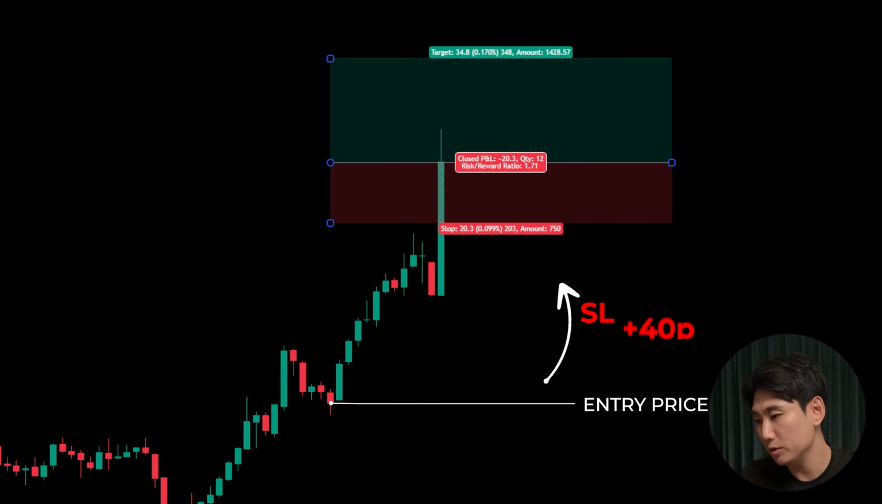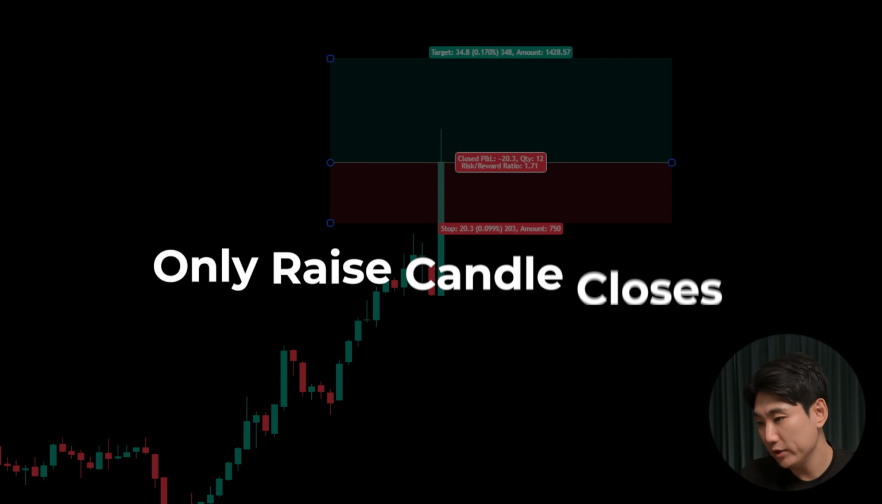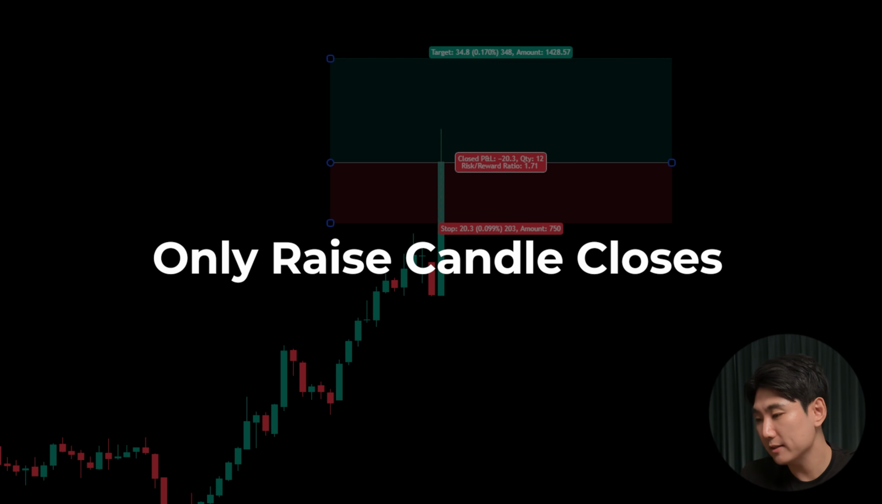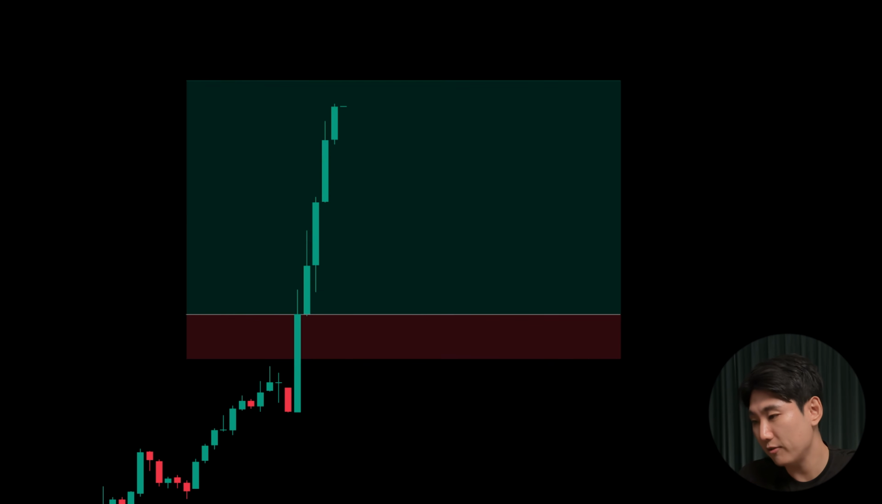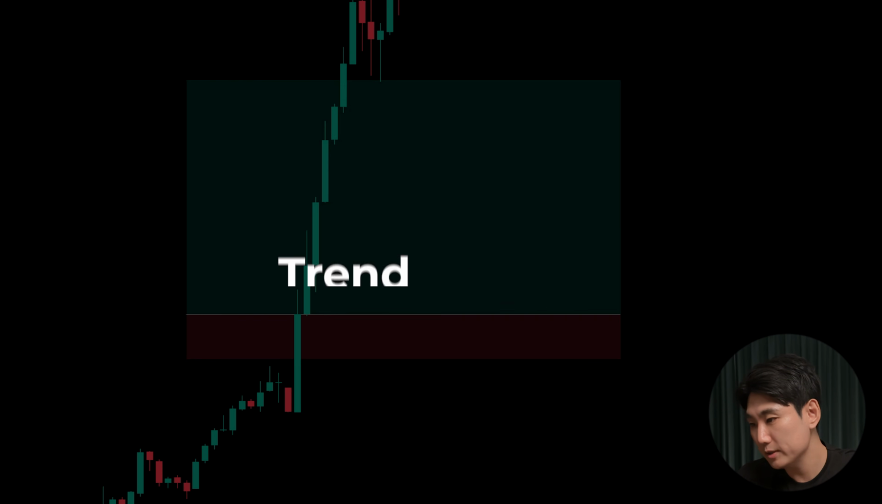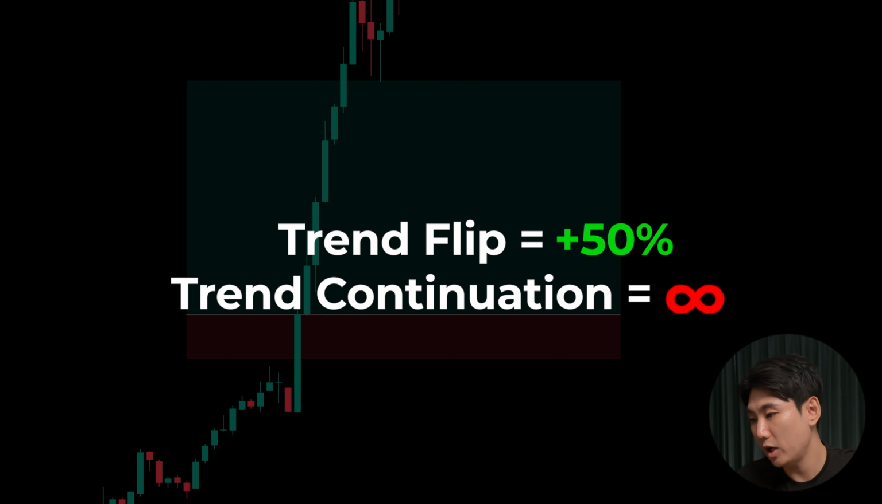Keep 50% of new profit. For example, if you're up 80 points, lock 40. Important: only raise the stop after the candle closes. This way, even on a 30 to 50% pullback, you protect gains and let winners run. If the trend flips, you still keep about 50% of the profit.